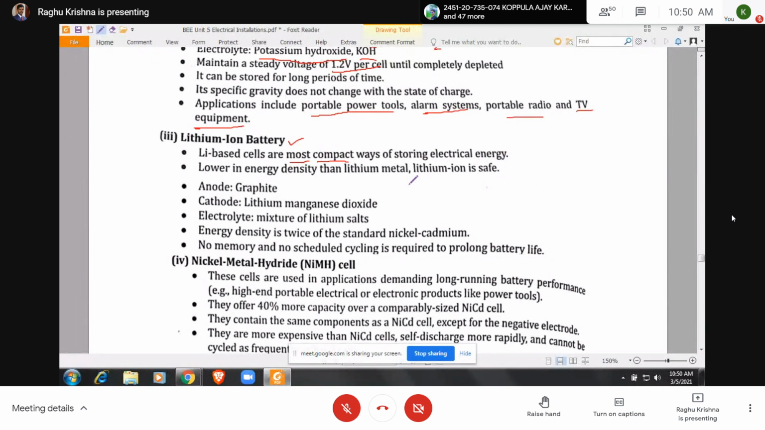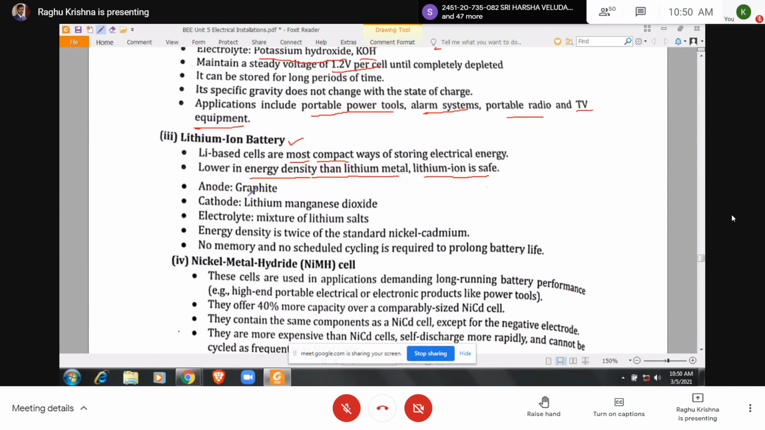Nowadays, lithium-ion batteries are also used for electric vehicles. They are lower in energy density than lithium metal. So the energy density will be less than lithium metal, but lithium ion is safe.